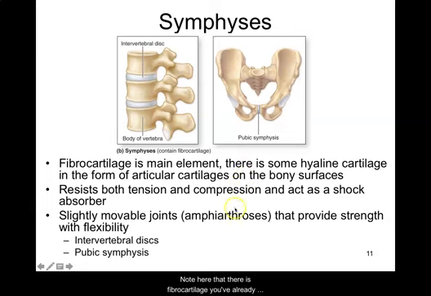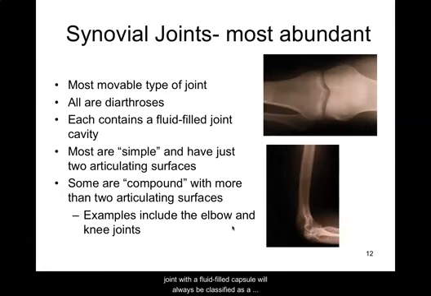Note here that there is fibrocartilage. You've already learned that there is fibrocartilage in the meniscus of the knee. However, the knee is surrounded by a fluid-filled joint capsule. So even though there's fibrocartilage within that joint, it is not considered a symphysis joint because any joint with a fluid-filled capsule will always be classified as a synovial joint. The knee, the elbow, the shoulder, the hip, the joints of your fingers, all your knuckles, your wrists, these are all considered synovial joints. So we'll talk about these guys in the next screencast.